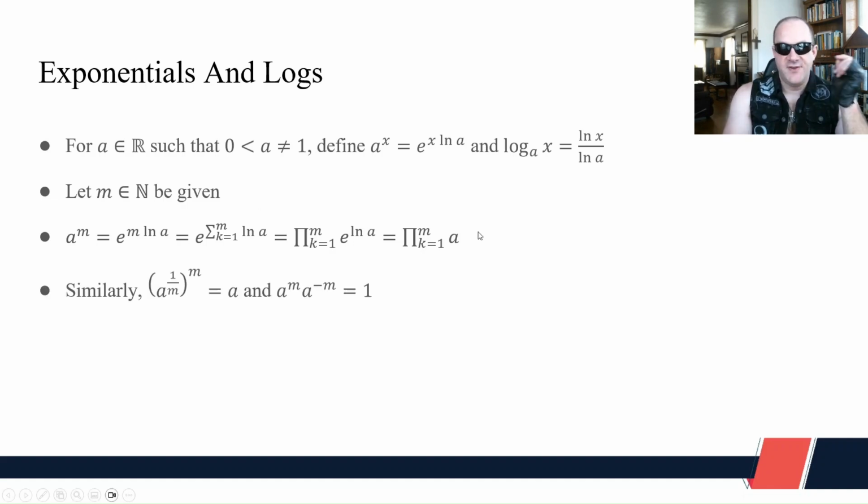And with this in mind, you can play similar games and show that similarly a to the 1 over m raised to the m simply gives you back a, and a to the m times a to the negative m simply gives you 1.